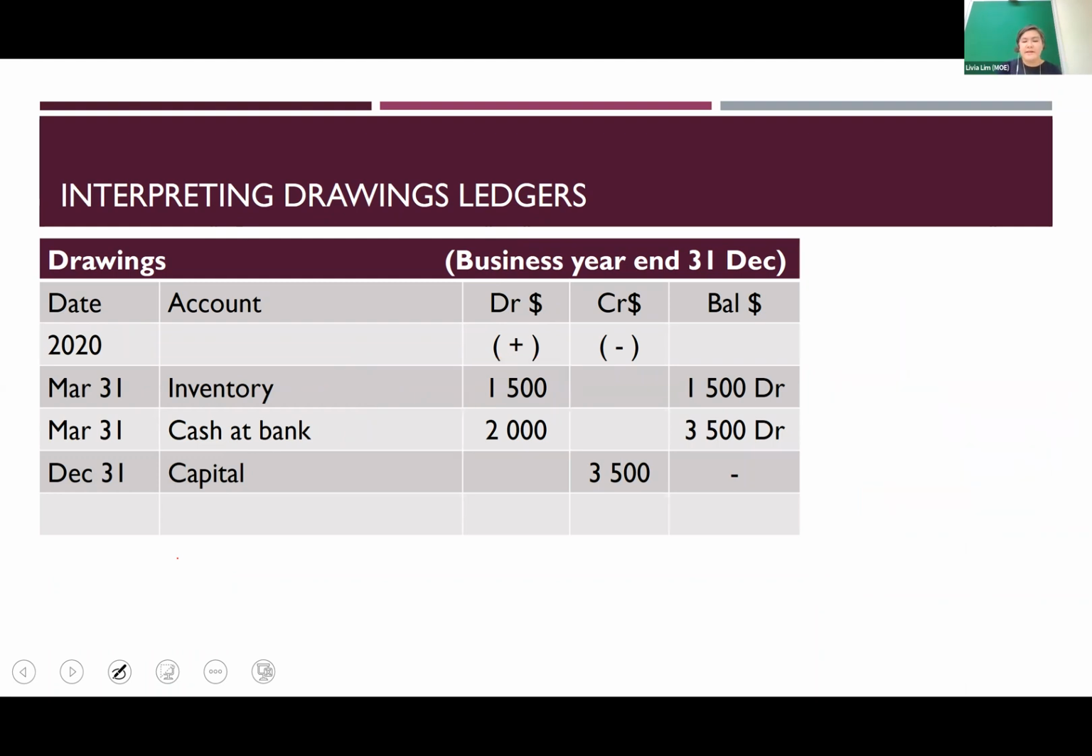All right, what about another transaction? Now, at the end of the year, the entire drawings account gets transferred to capital, and it is something which you might need to interpret as well. So in such a situation, you will see that drawings went down. All right, and then what is the other account affected? The other account affected is capital.